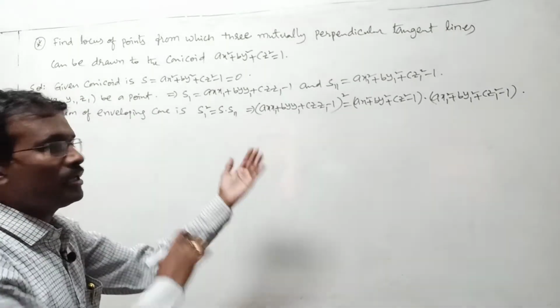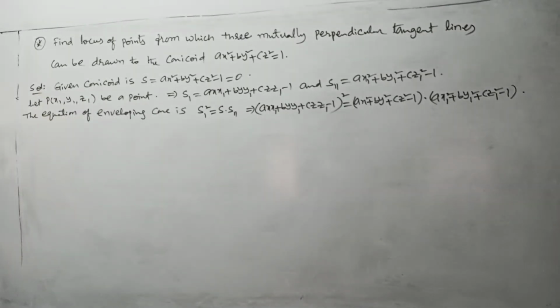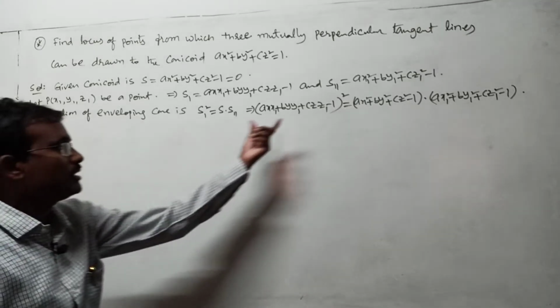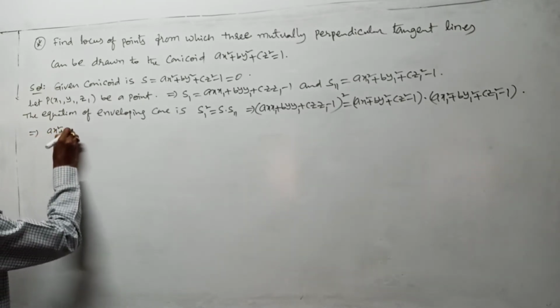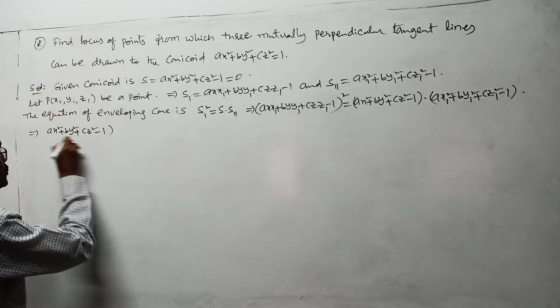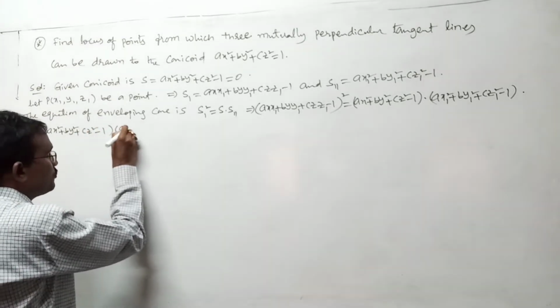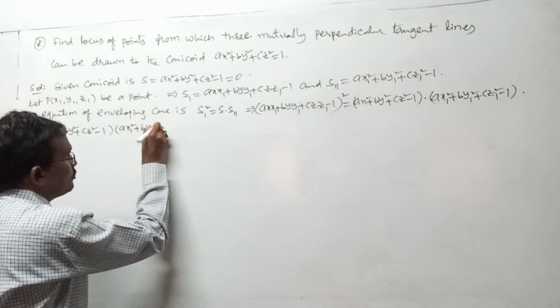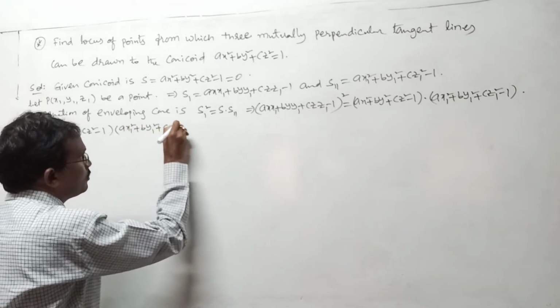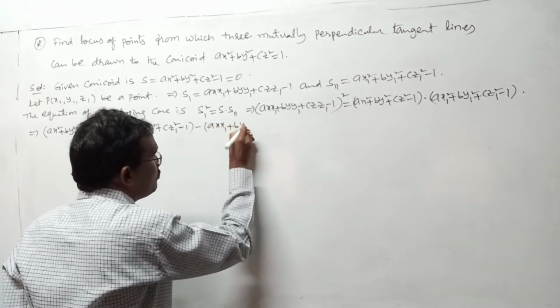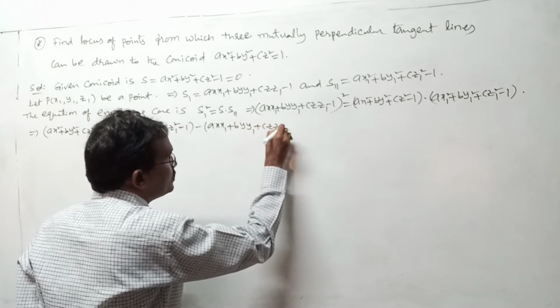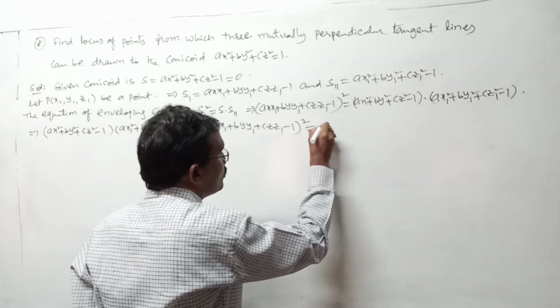In the next step, let us take all the terms to one side. I want to take this total term to the other side. Then we have ax square plus by square plus cz square minus 1, into ax1 square plus by1 square plus cz1 square minus 1, minus of axx1 plus by1 plus cz1 minus 1, whole square, equal to 0.